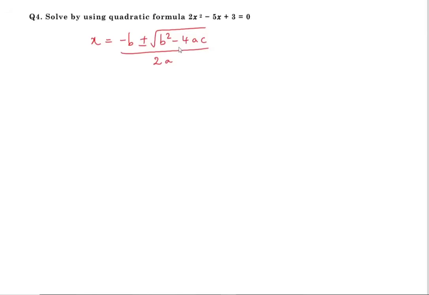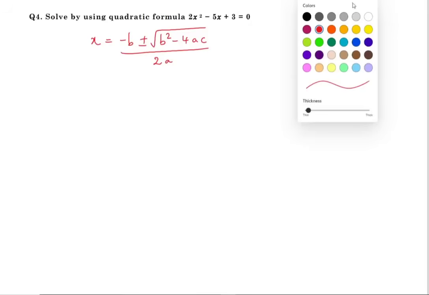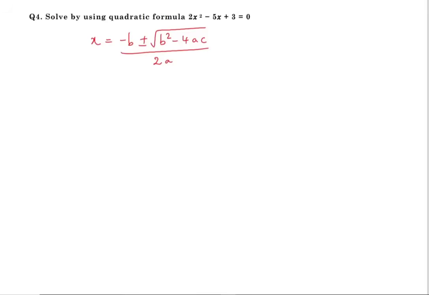First, to solve any problem, what you should know is the formula. Without knowing the formula, it is impossible to solve the problem. So, what you should do is learn this formula, that is quadratic formula, x equals minus b plus or minus root b square minus 4ac by 2a. Now students, what is the given quadratic equation? 2x square minus 5x plus 3 equals 0.